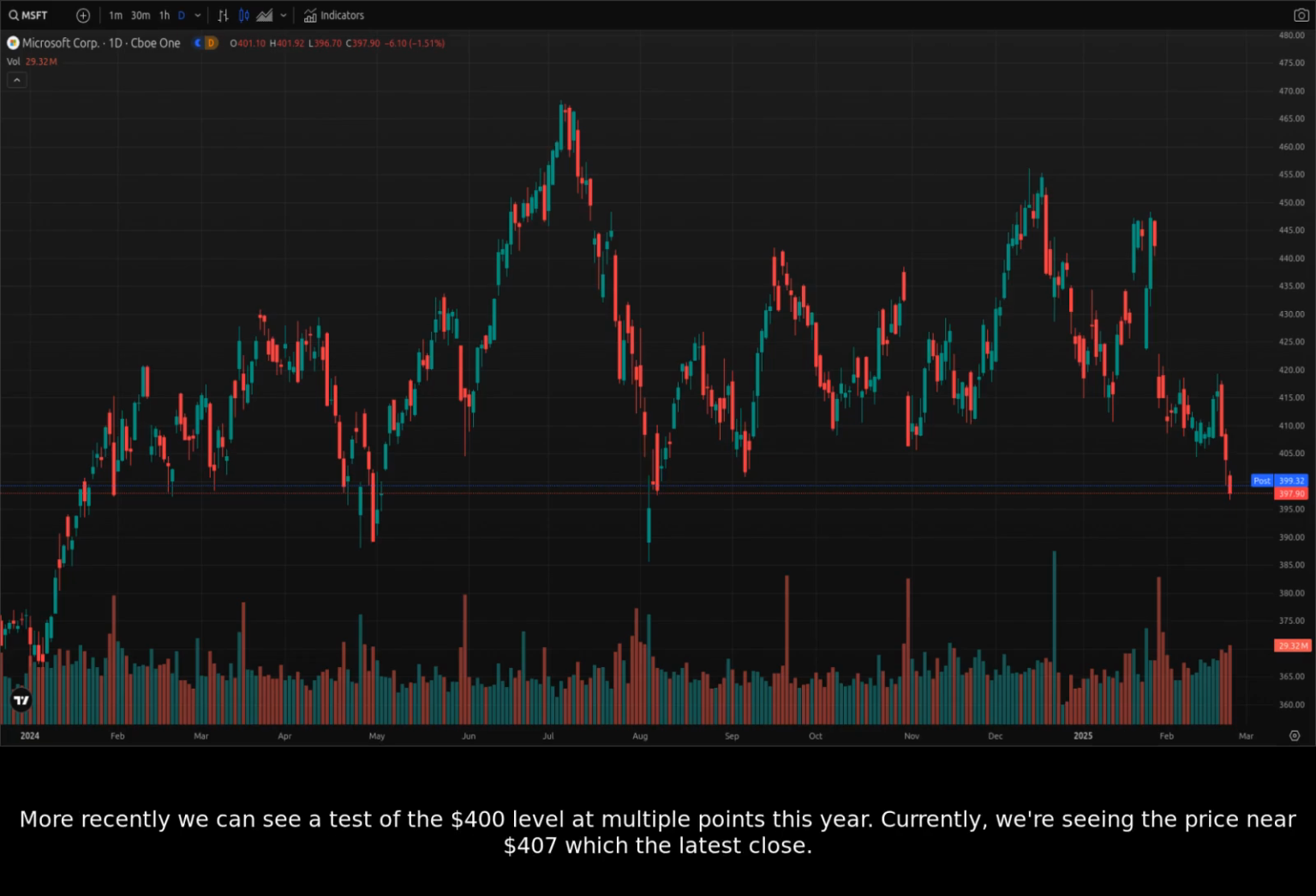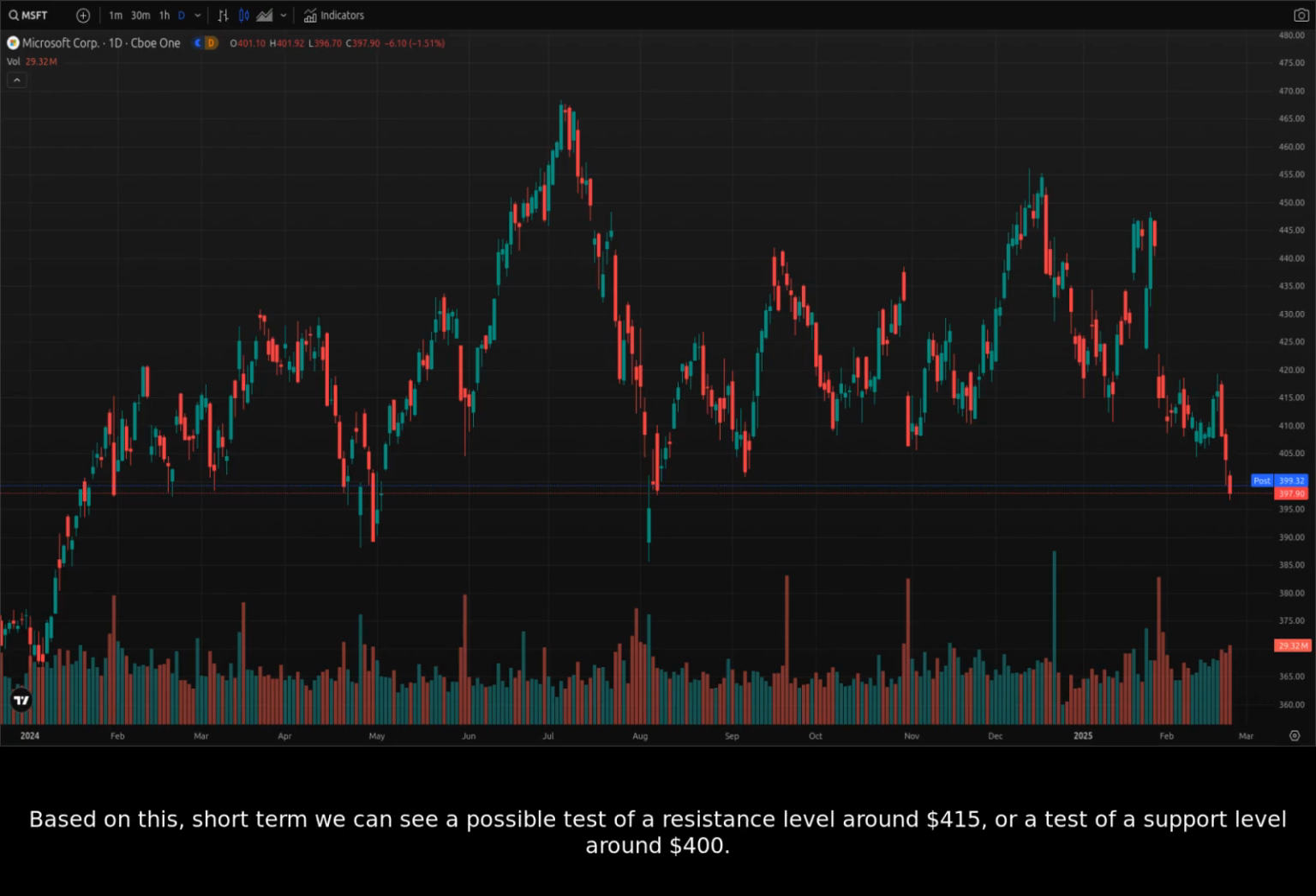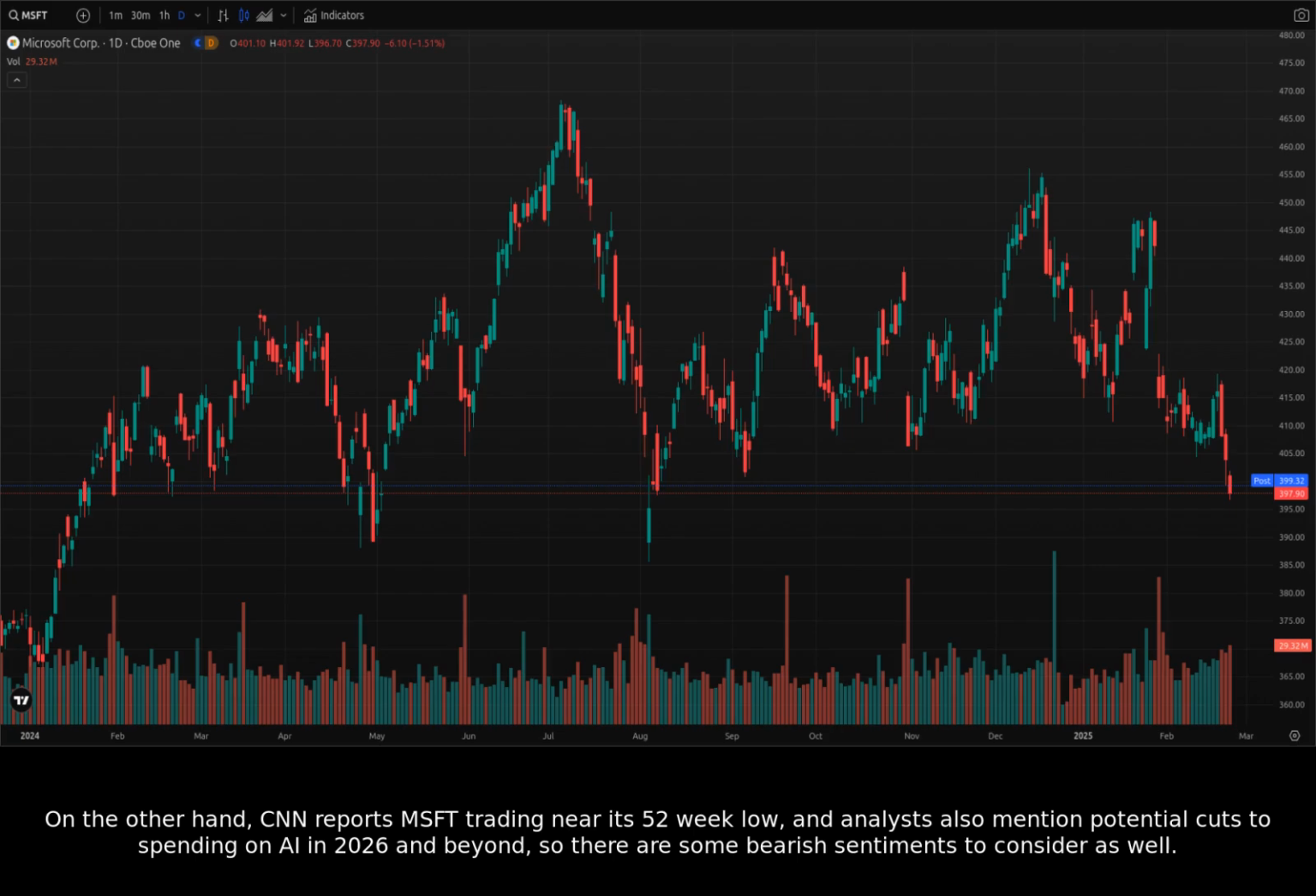More recently, we can see a test of the $400 level at multiple points this year. Currently, we're seeing the price near $407, which is the latest close. Based on this, short-term we can see a possible test of a resistance level around $415, or a test of a support level around $400. On the other hand, CNN reports Microsoft trading near its 52-week low, and analysts also mention potential cuts to spending on AI in 2026 and beyond, so there are some bearish sentiments to consider as well.